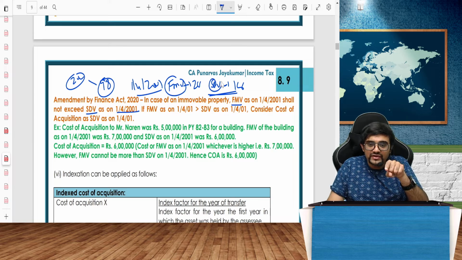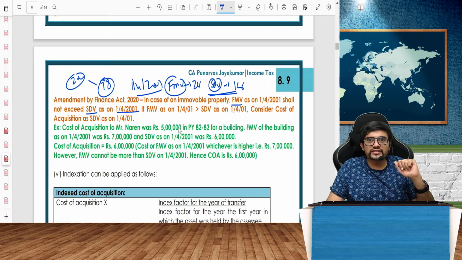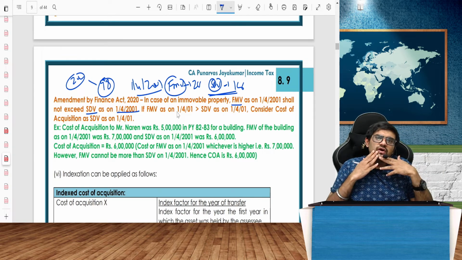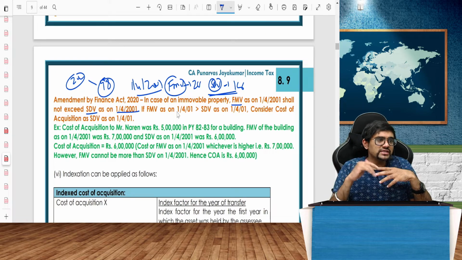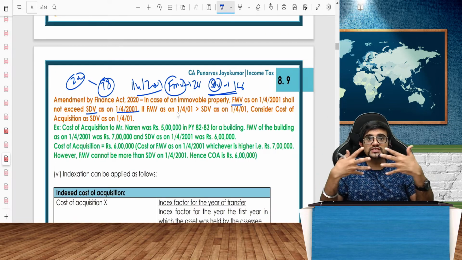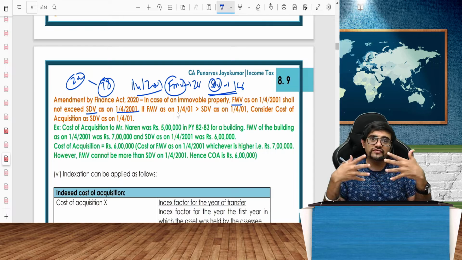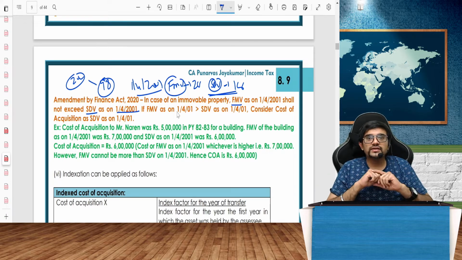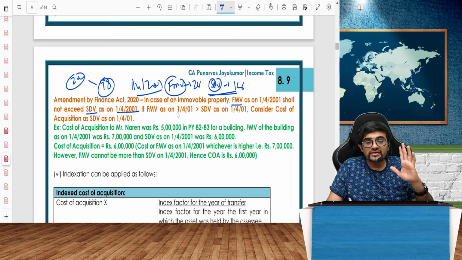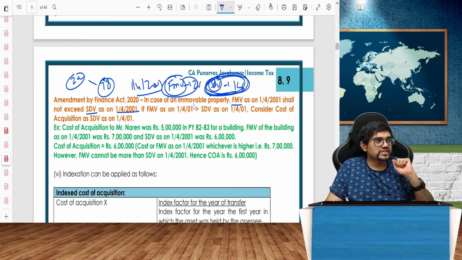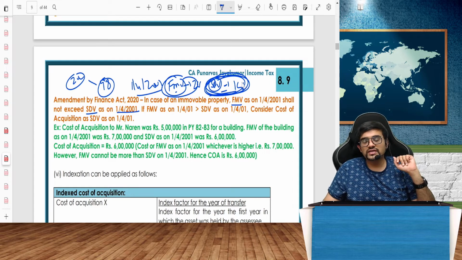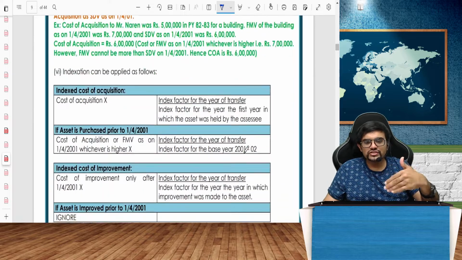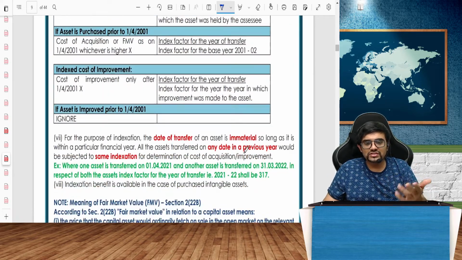But stamp duty value is as per the stamp authority, that will be perfect. Government was seeing, how come FMV is simply increasing? Then they knew the valuation officer and the seller were full friends. So they amended. They said, nothing doing bro. FMV, you do whatever you want, but it should not exceed what? SDV, stamp duty value. If it exceeds, I will not allow. Stamp duty value is the final thing. Okay? Then you know how to get the cost of acquisition.